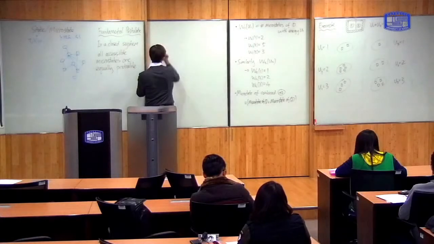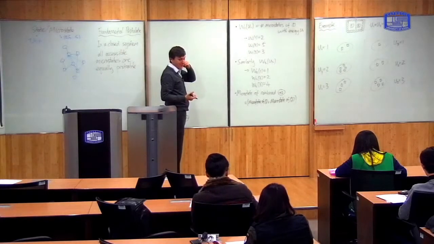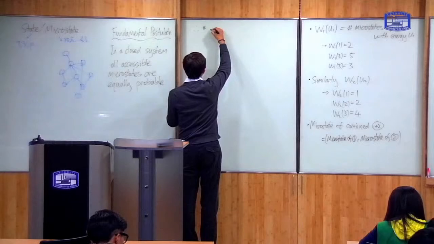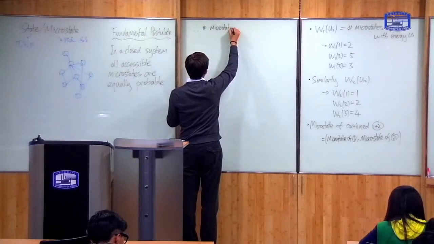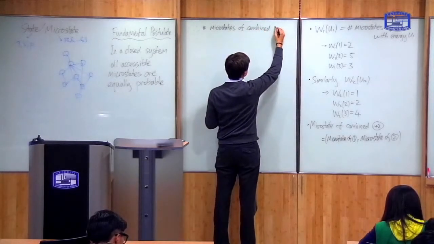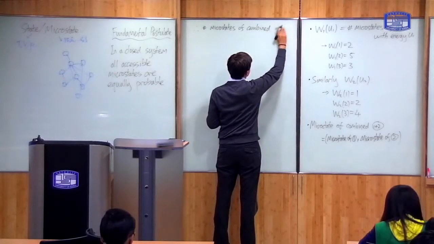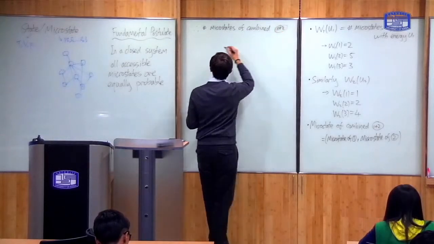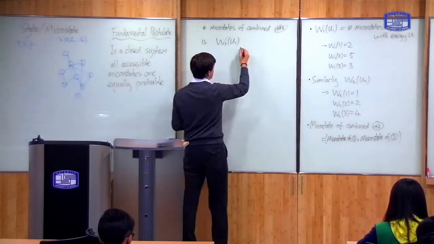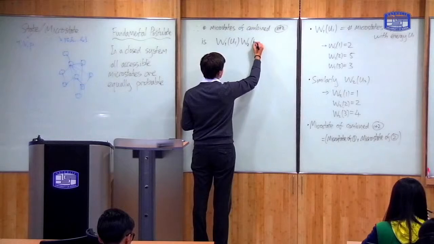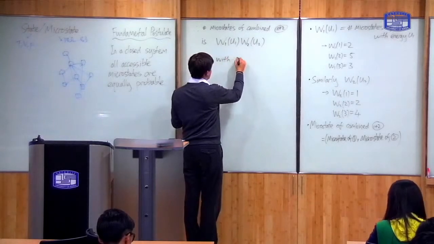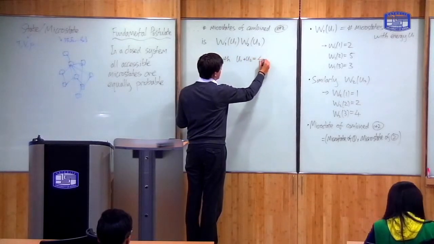So therefore we can ask, how many microstates of the whole system are there when the first system has energy U1? Okay. The number of microstates of the combined system, 1 plus 2, is simply the product, right? It's the number of microstates when the first system has energy U1 times the number of microstates when the second system has energy U2, with the condition that total energy is conserved, so U1 plus U2 is equal to 4.